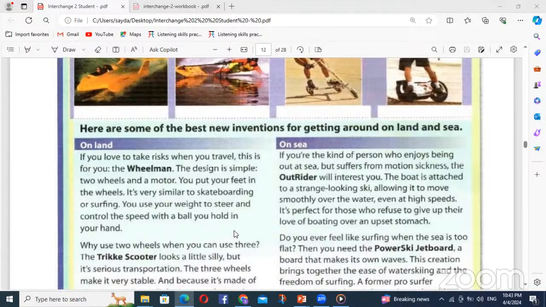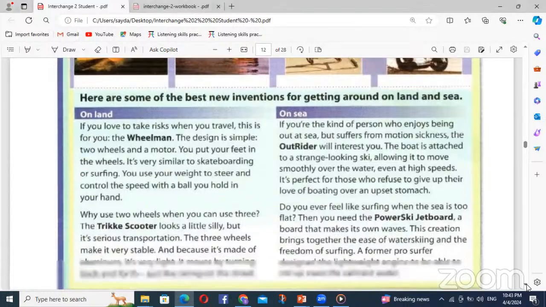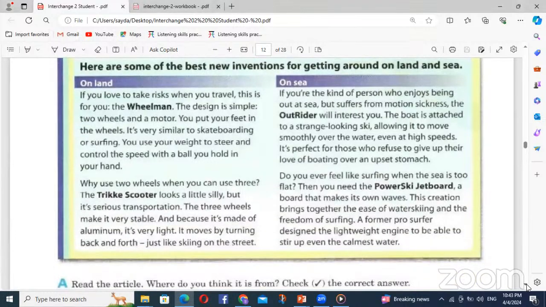Why use two wheels when you can use the trick scooter? The trick scooter looks a little silly, but it's serious transportation. The three wheels make it very stable, and because it's made of aluminum, it's very light. It moves by turning back and forth, just like skiing on the street.